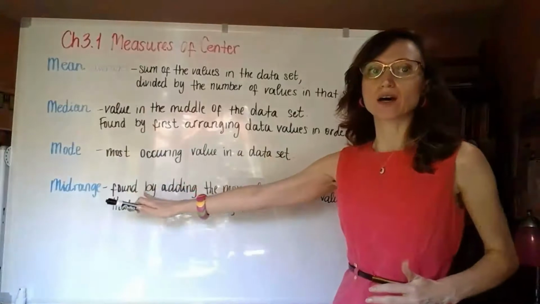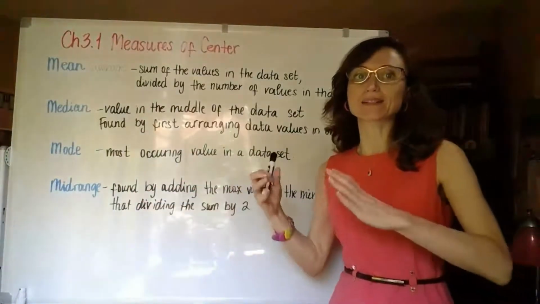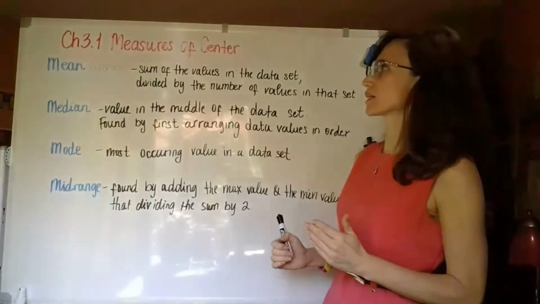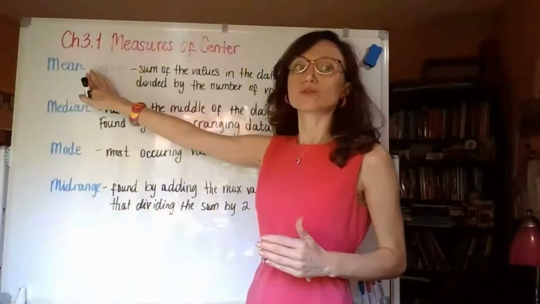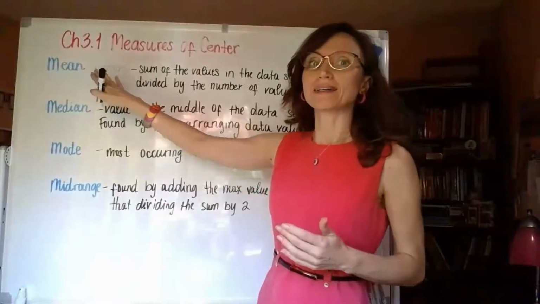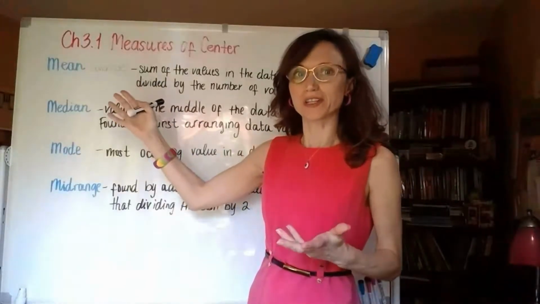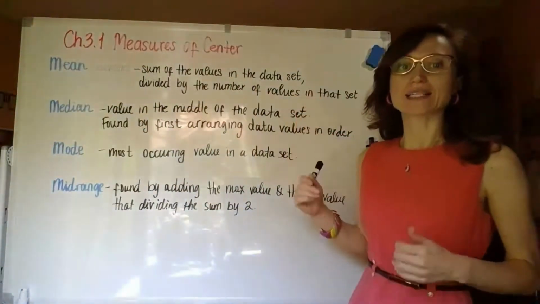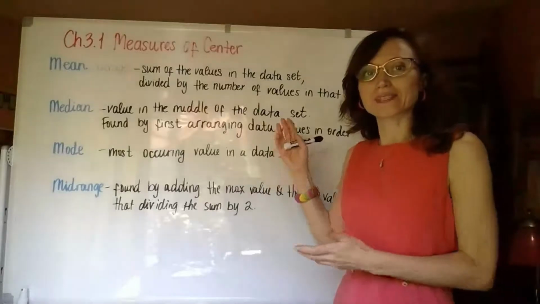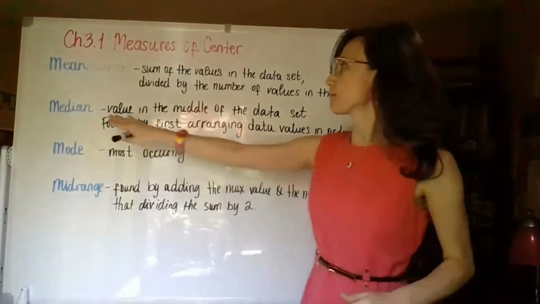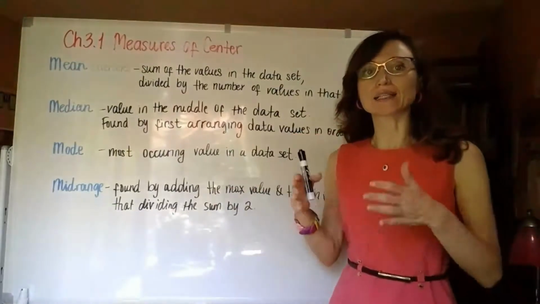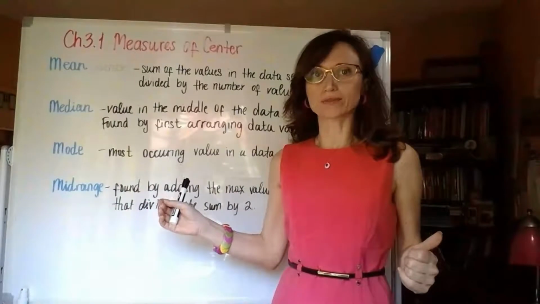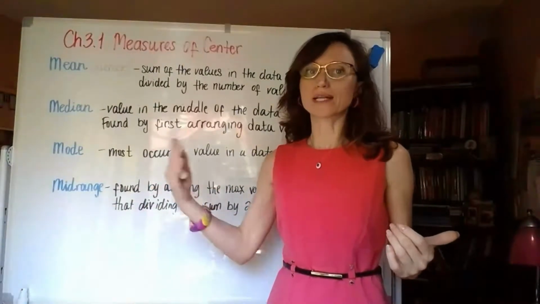All of these characteristics of the center show what data is located in the middle of the data set. The mean, or what we used to say average, but statisticians don't like the word average, so we're going to say mean, is the sum of the values in the data set divided by the number of values in that data set. Median is the value that is located in the middle of the data set after we arrange them in order from least to greatest or from greatest to least.